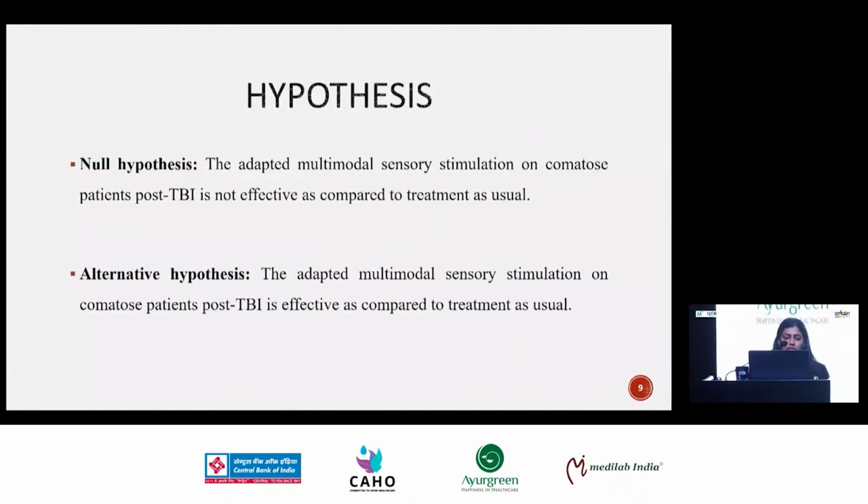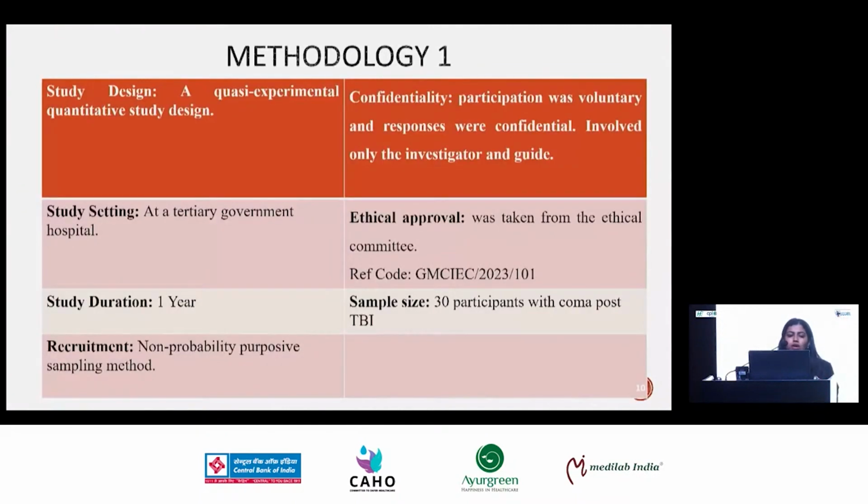The null hypothesis is that the adapted multimodal sensory stimulation, AIMS, on comatose patients post-TBI is not effective as compared to the treatment as usual. The alternative hypothesis is that the adapted multimodal sensory stimulation on comatose patients post-TBI is effective as compared to the treatment as usual. The study design was a quasi-experimental quantitative study design which was conducted at a tertiary government hospital for the duration of 1 year, and the recruitment was done by the non-probability purposive sampling method.